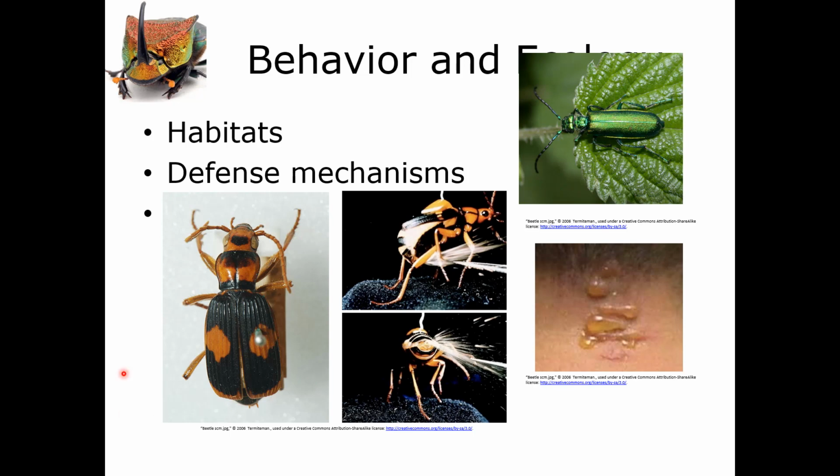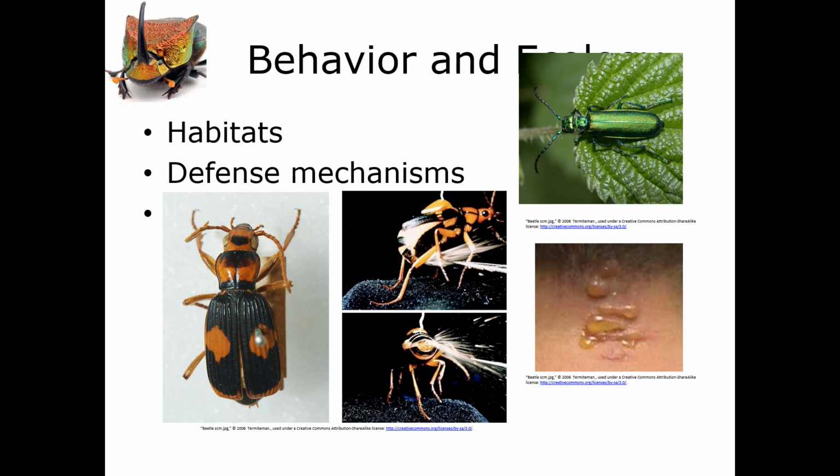Now, probably the most dramatic defensive maneuver that we see in beetles is in the bombardier beetle. That's what we're looking at here. In this case, the bombardier beetle will produce an explosion of a hot, acrid liquid from the anal glands. And so what it does is it aims its posterior end at a potential predator or at a threat, and it'll shoot out this really hot, acrid liquid at it. So that's why we call it a bombardier beetle.